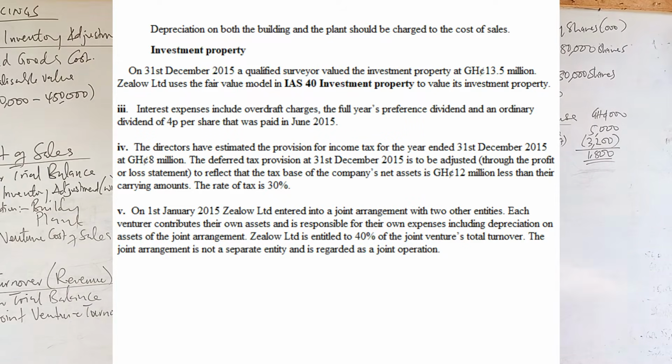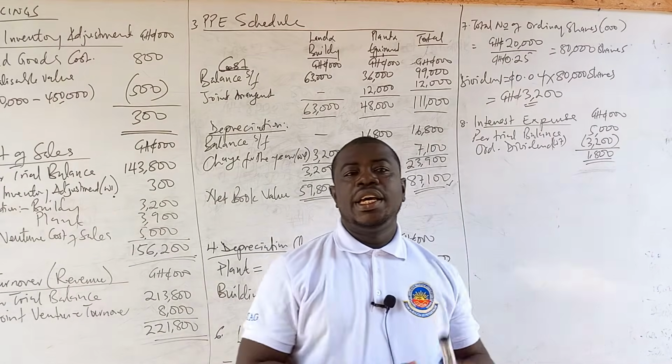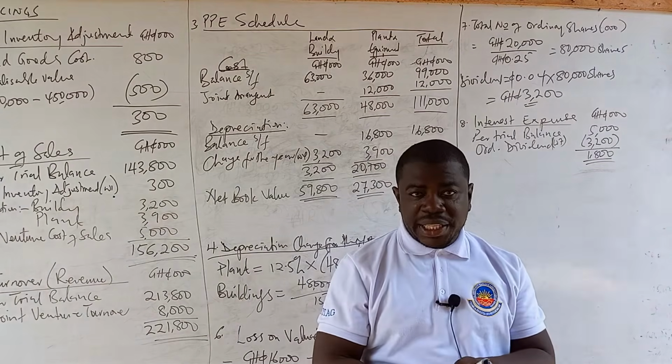Then we are also told that the deferred tax provision, so the 8 million is the current tax, okay? So the deferred tax provision at 31st December 2015 is adjusted through the profit or loss statement to reflect that the tax base of the company's net asset is 12 million less than their carrying amount. The rate of tax is 30%. Now, remember that I have taught you in IAS 12 that the tax expense to be recognized is your current tax plus your movement in deferred tax.